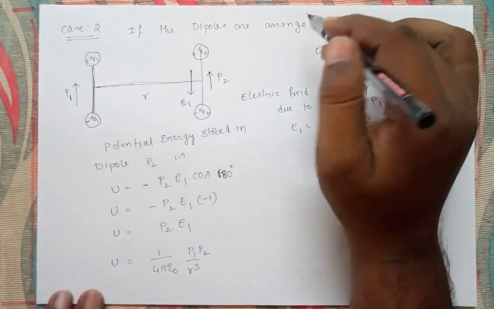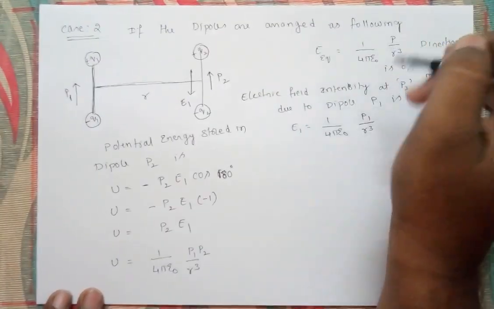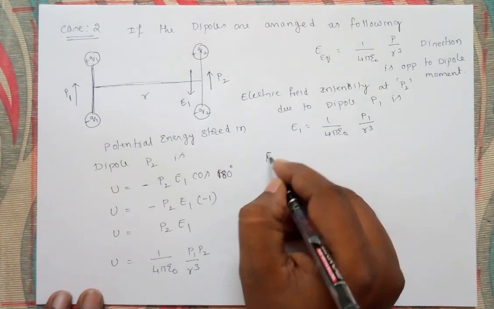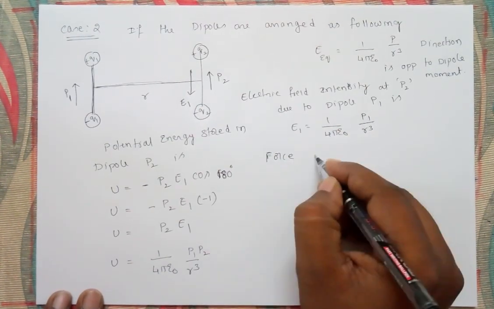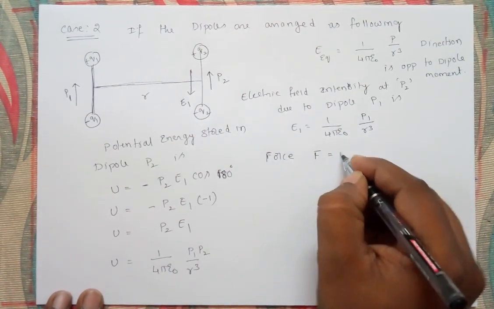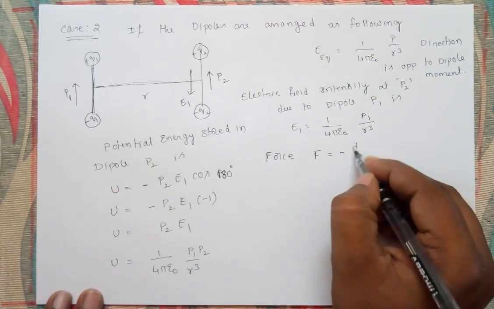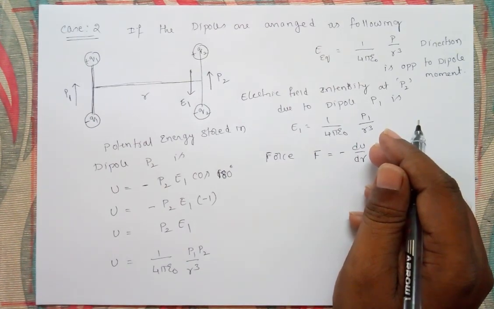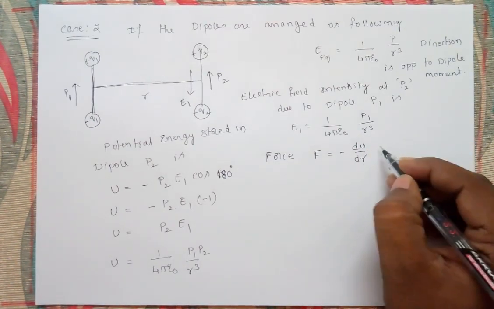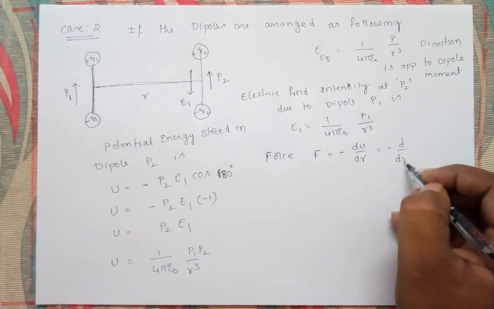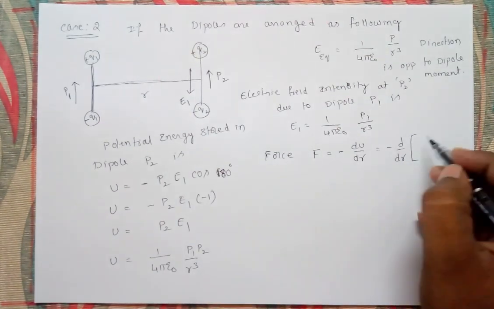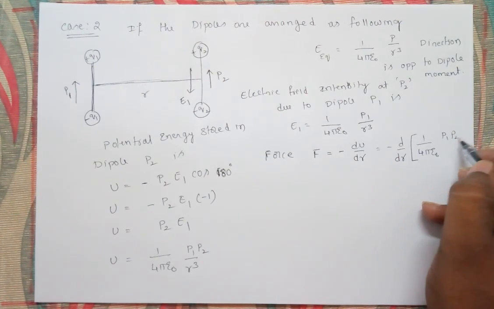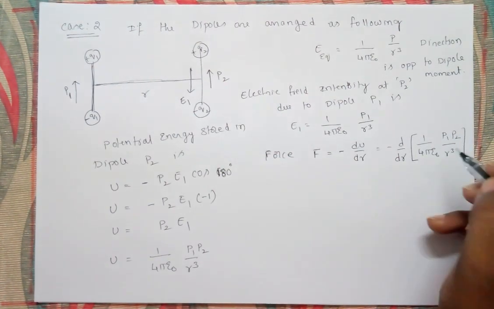So force means, how can you write? Force is nothing but the negative gradient of potential energy. So the force F equals minus dU by dr. That is minus d by dr of 1 upon 4 pi epsilon naught, p1 p2 by r cube.